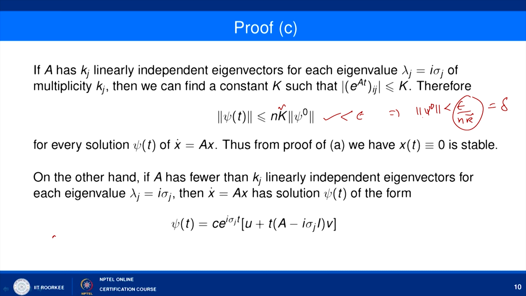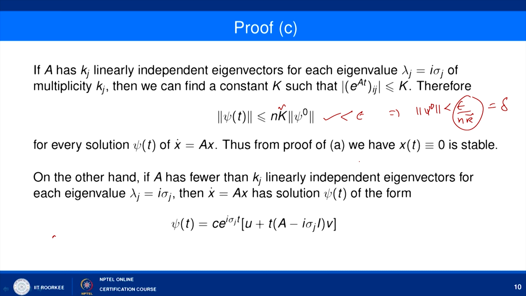So it means that whenever the norm of psi naught is less than delta, this implies that the norm of psi of t is less than epsilon, and hence we can say that the 0 solution is a stable solution, and hence every solution of x dash equal to Ax is also a stable solution.